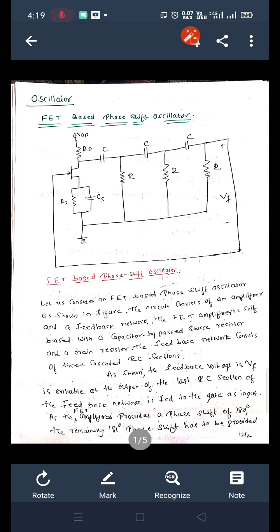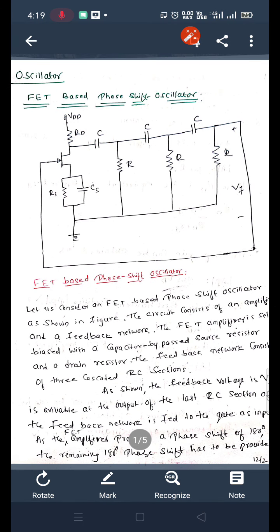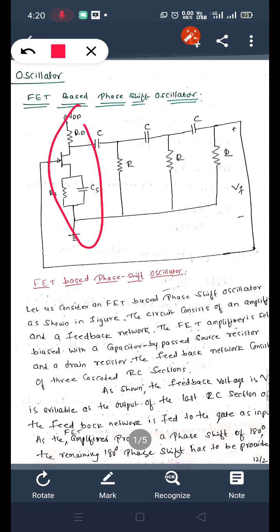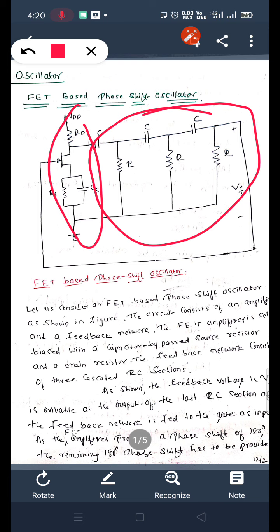Now we are going to see how the phase shift occurs in the FET based phase shift oscillator. This is the diagram. Let us consider the FET based phase shift oscillator shown in the diagram. With the help of this diagram we can analyze it. The circuit shown here mainly consists of an amplifier and the RC phase shift network.